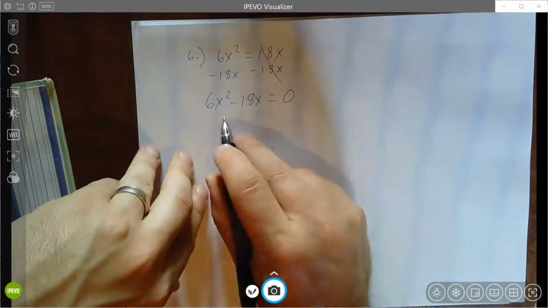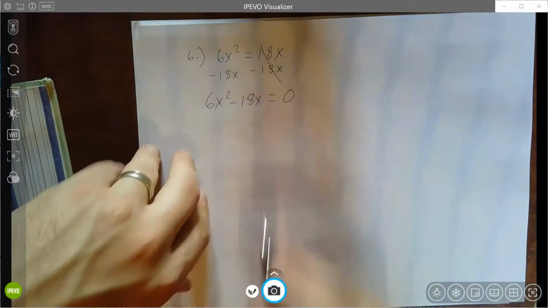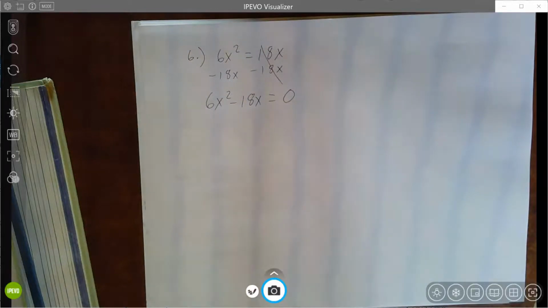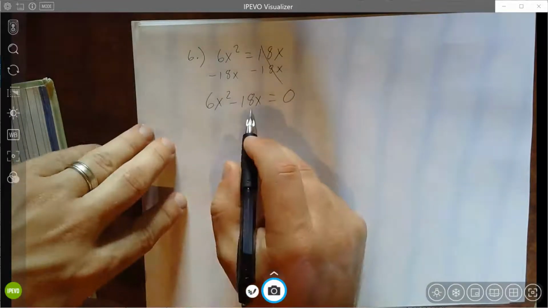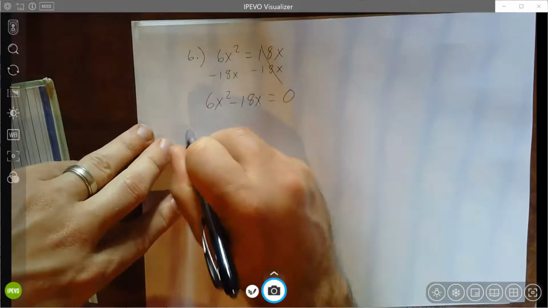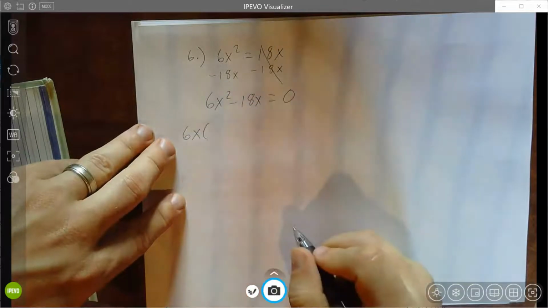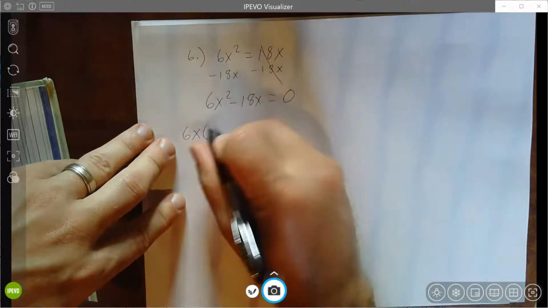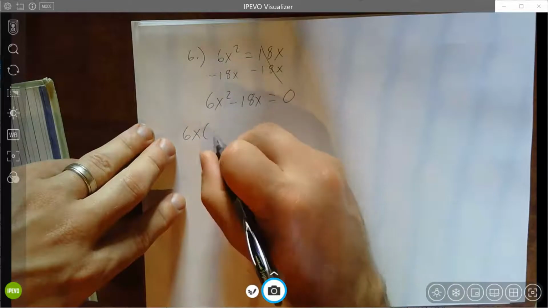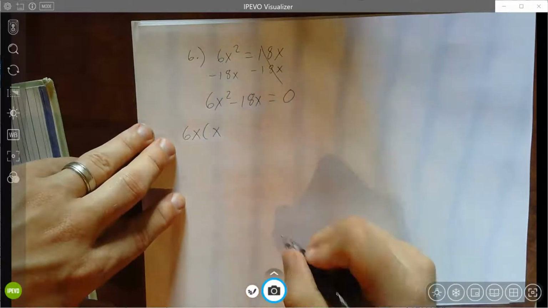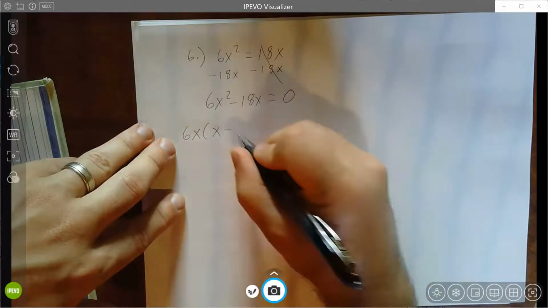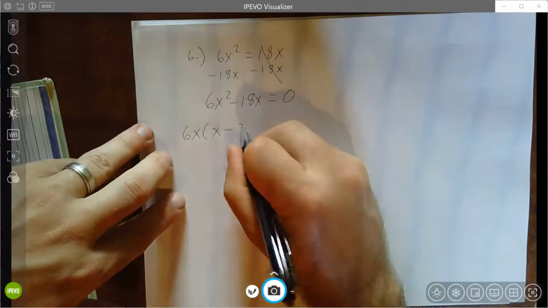Now, how can I factor this? It's not a trinomial. Do you remember back from lesson 8.1 and 8.2? It's going to be just GCF. Factor out the GCF. What is the GCF you can factor out of these two terms? It's going to be a 6x. I can factor 6x out of both of those. What's left when I factor 6x out of the 6x squared? I'm left with simply an x. And what's left when I factor a 6x out of an 18x? I'm left with a 3.